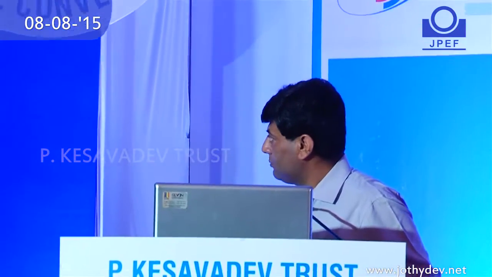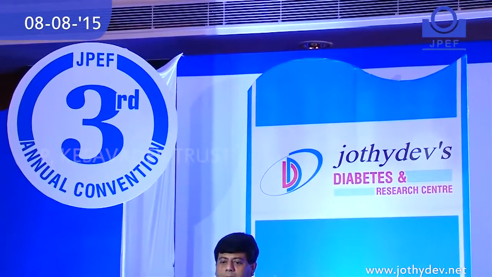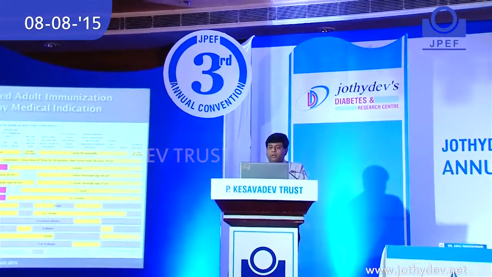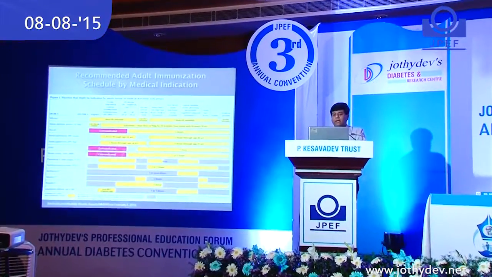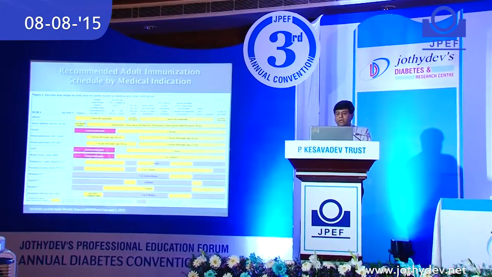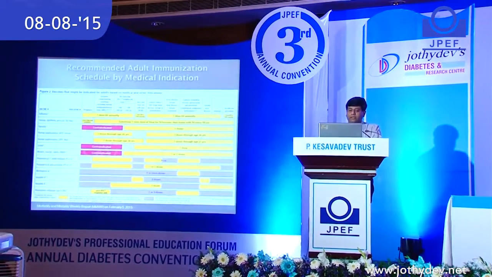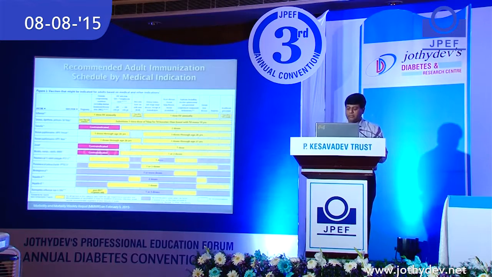Adult immunization schedule by medical indications. Again here we can see the pregnancy, immunocompromising conditions, HIV, men who have sex with men, people who are suffering with kidney failure, end-stage kidney disease, heart disease, chronic lung disease, alcoholics, asplenia, chronic liver disease and diabetes. They all should be vaccinated for the influenza. They all should be vaccinated for the pneumococcus, and they all should be vaccinated for hepatitis B, 3 doses.